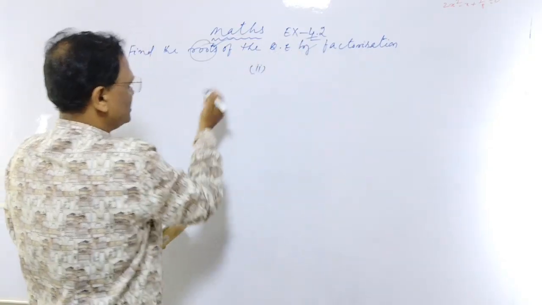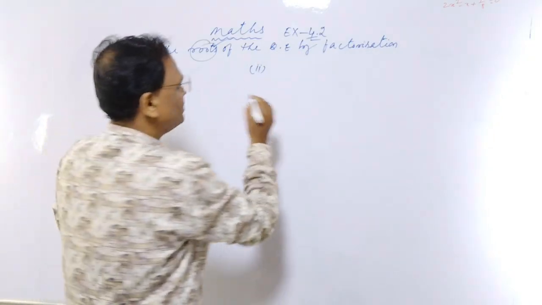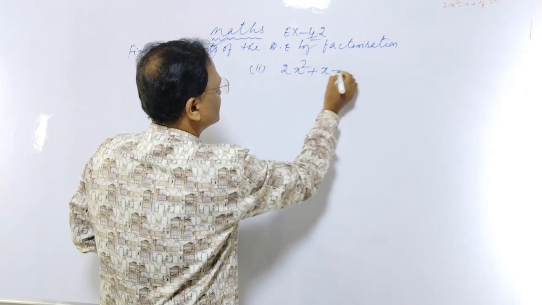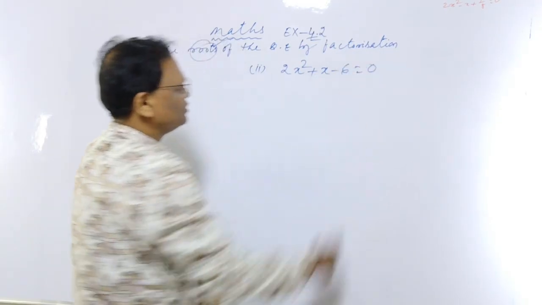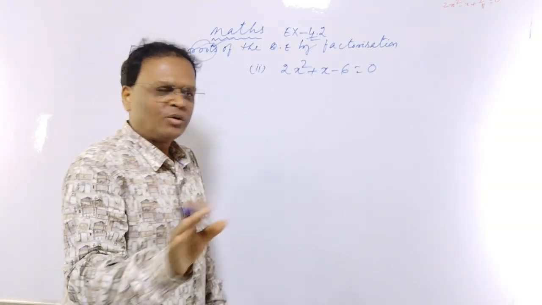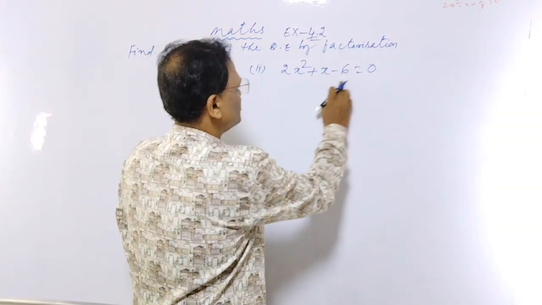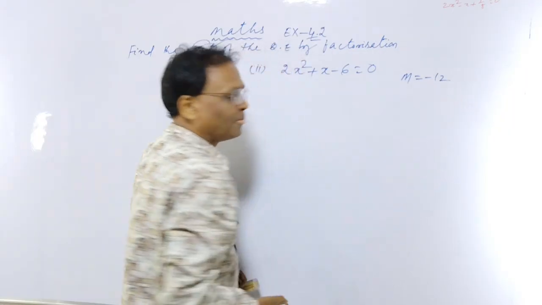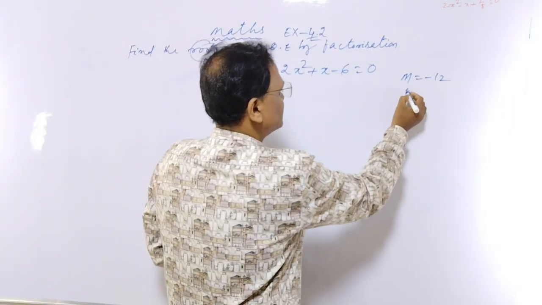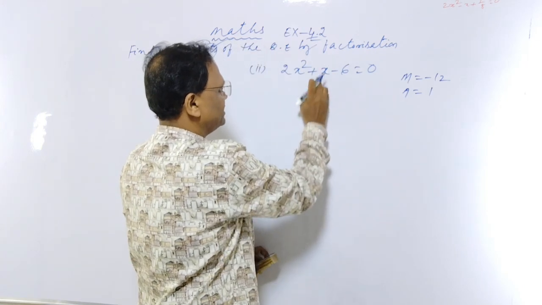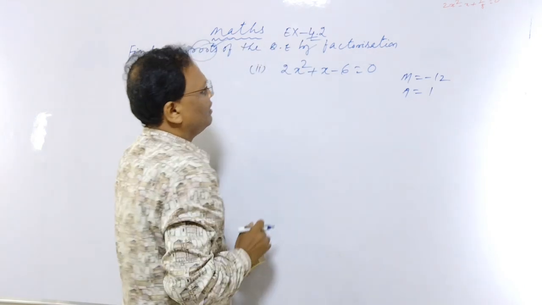Now the second one is exercise number 4.2. The second one is 2x square plus x minus 6 equals to 0. Same thing, no different method. Multiply 2 6s are 12. My multiplication is equal to minus 12, and my addition is equal to 1. Look at here, this is the addition, the splitting one.